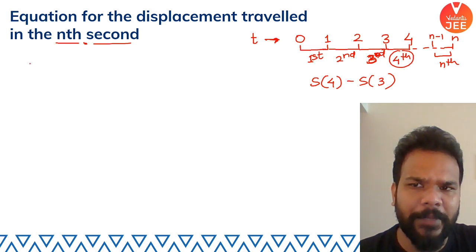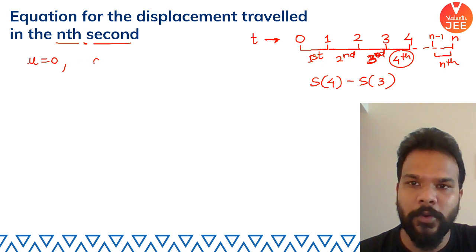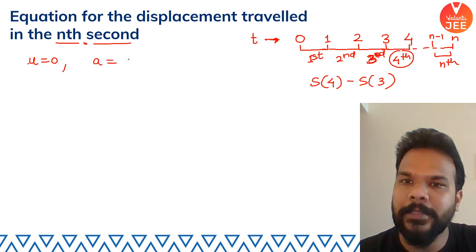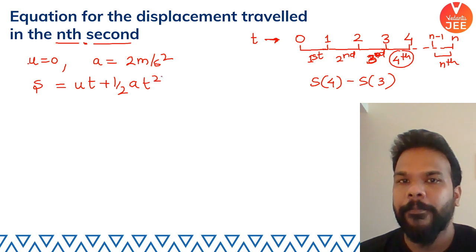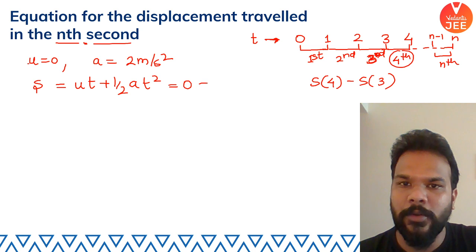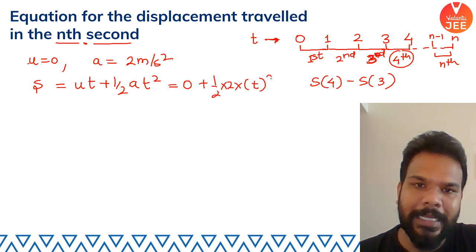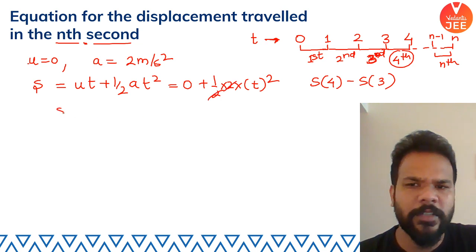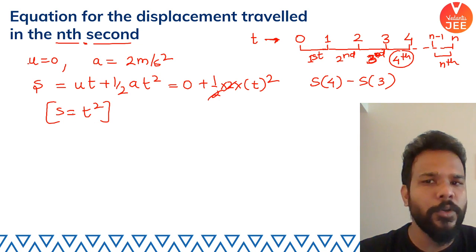Let me give you an example first, guys. So if I say that the initial velocity of a body is 0 and its acceleration for our purpose is say 2 meter per second square. So the equation of displacement S is equal to ut plus half at square. Okay guys. So we have u as 0, acceleration as 2, and t is something which is going to change. So the equation, very simply, the simplest equation that I'm getting is S is equal to t square.